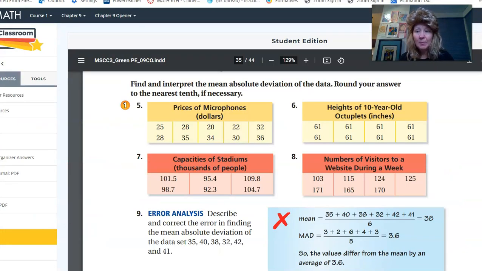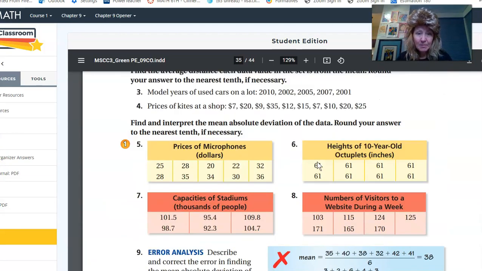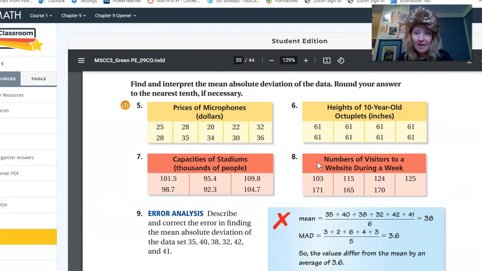I'll just show you a few problems in your textbook. So here is, let's see if it has the page number, 422. Okay, so here are some problems that you could try. 5 through 9, find and interpret the mean absolute deviation of the data.